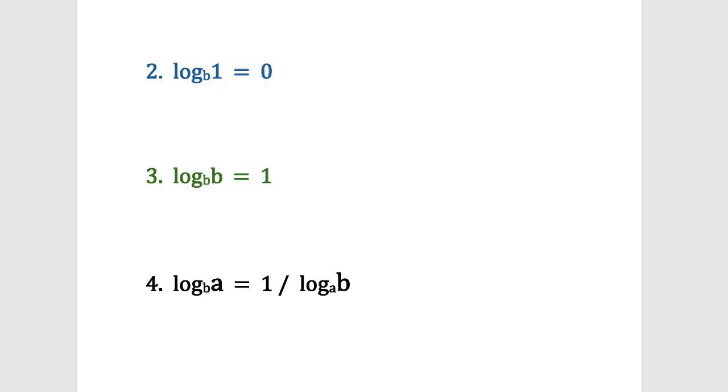Formula number 2, log 1 to the base b equals 0. Formula number 3, log b to the base b equals 1. Formula number 4, log b to the base a equals 1 by log a to the base b. For example, log 3 to the base 2 can be written as 1 by log 2 to the base 3. So in the reciprocal case, the base becomes the number and the number becomes the base. This is formula number 4.